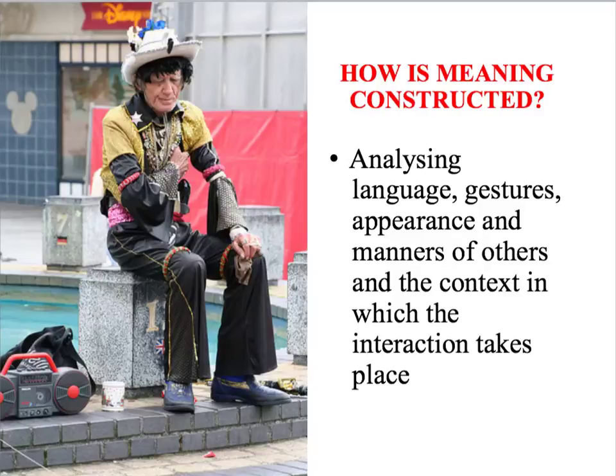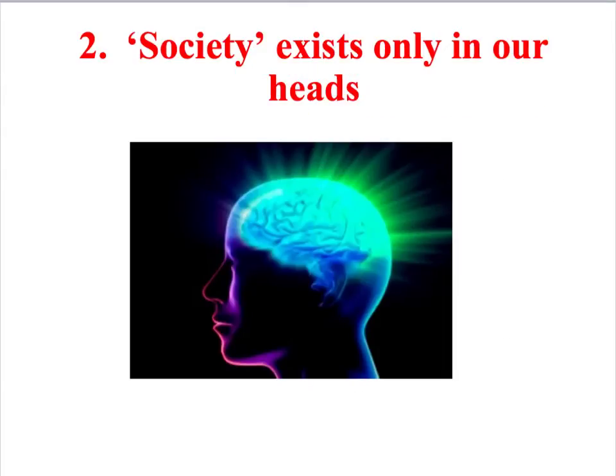A second key principle of interactionist approaches is their rejection of the idea that society somehow has an existence of its own, an objective reality beyond the individuals that make up that society. From this perspective, society doesn't have an objective existence of its own, it only exists in our heads. Society is simply what we imagine it to be. So it's subjectively experienced by people.